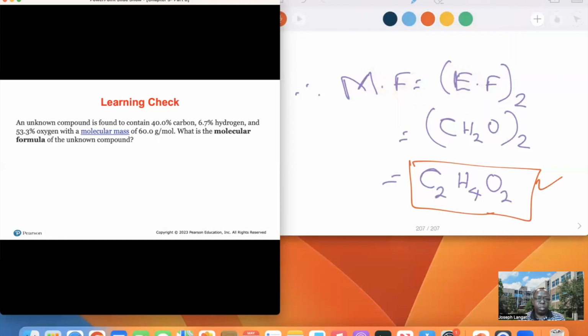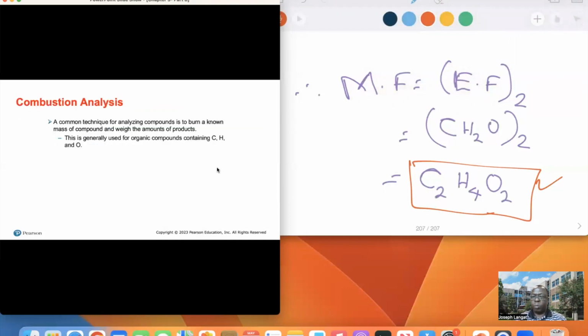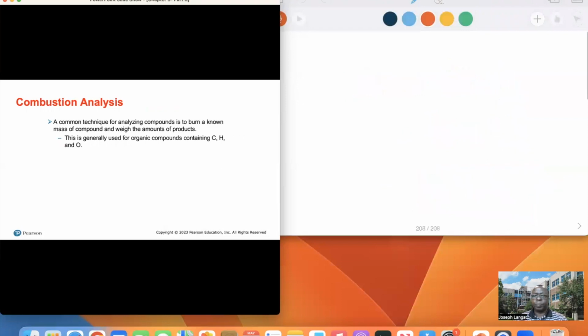Sometimes you may be given the empirical formula, and you don't have to worry about starting from scratch to determine it. Some problems might be part A, find the empirical formula, part B, find the molecular formula. It's the same thing, or you have to go all nine yards, starting from the empirical formula first, and then all the way to the molecular formula.